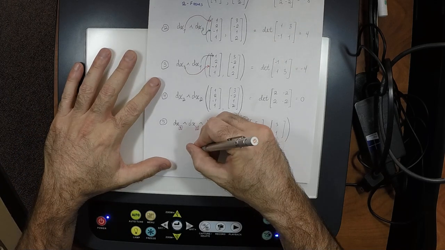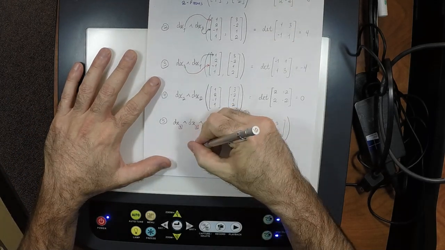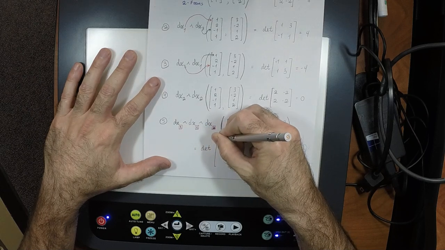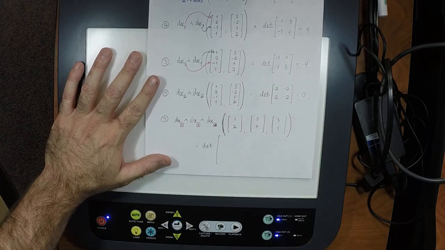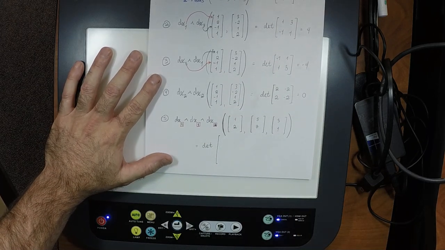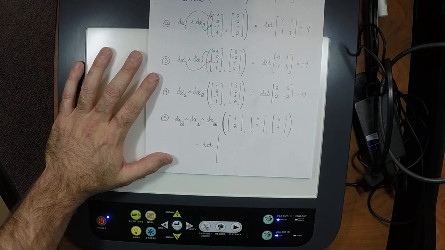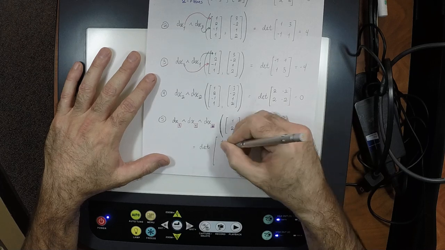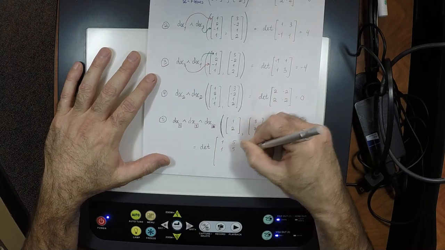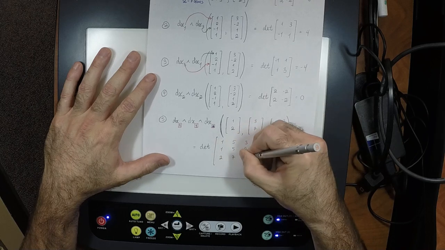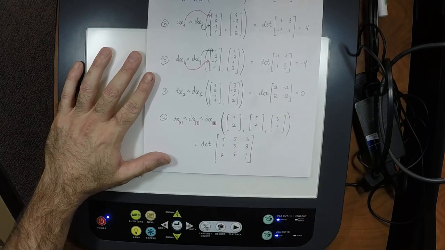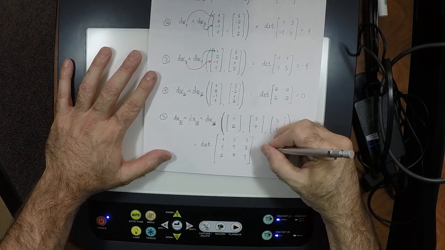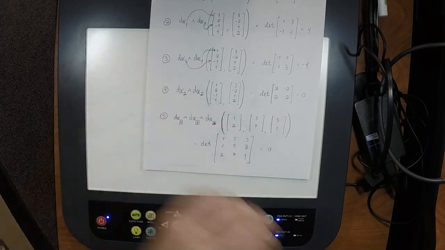So as a result, this would be the determinant of, and I'm going to write it out once so we never have to do it again. What's going to be the shape of this matrix, the rows and columns? 3 by 3. So it's going to be 1, 5, 3, and then 1, 5, 3 again, and then 2, 7, 1. Okay, so what's the determinant without any computation? 0, because this determinant has a repeated row.